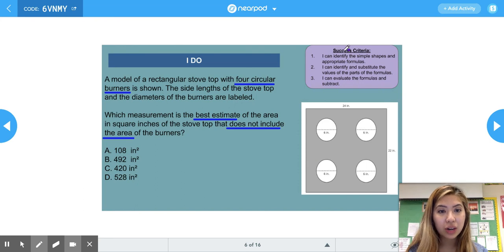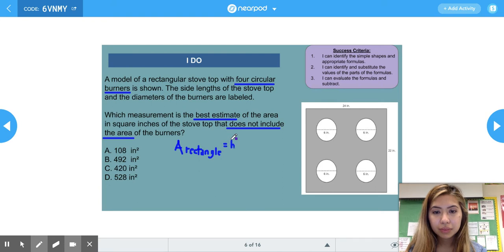And so our success criteria for today is going to be the same as yesterday. 1, I can identify the simple shapes and appropriate formulas. So as you can see, we have a rectangle, which looks close to a square, as well as circles. And then we're going to have to write out the formulas for a rectangle as well as a circle. So the area of a rectangle formula is base times height. The area of a circle formula is pi times radius squared.